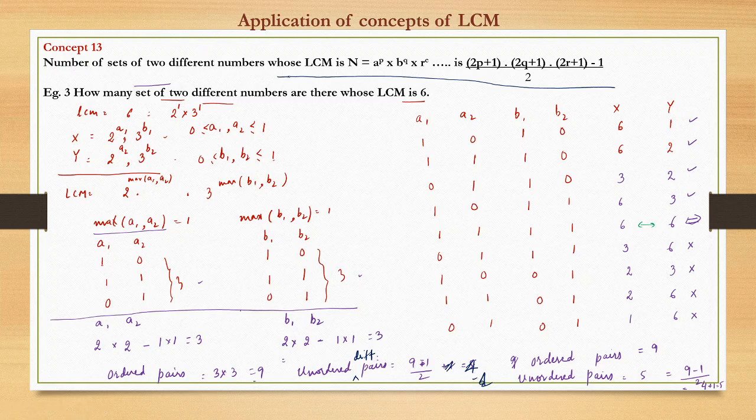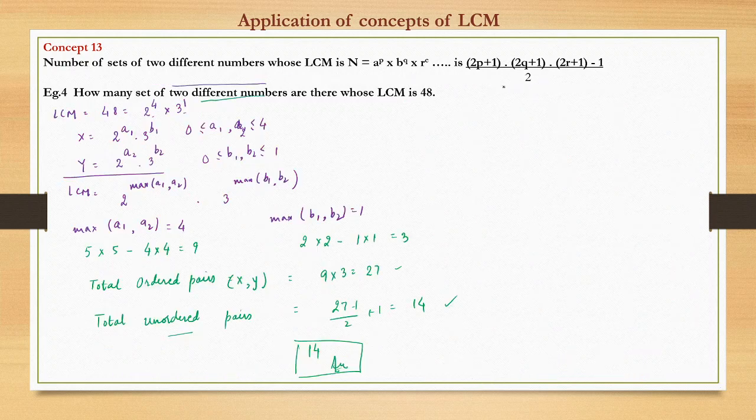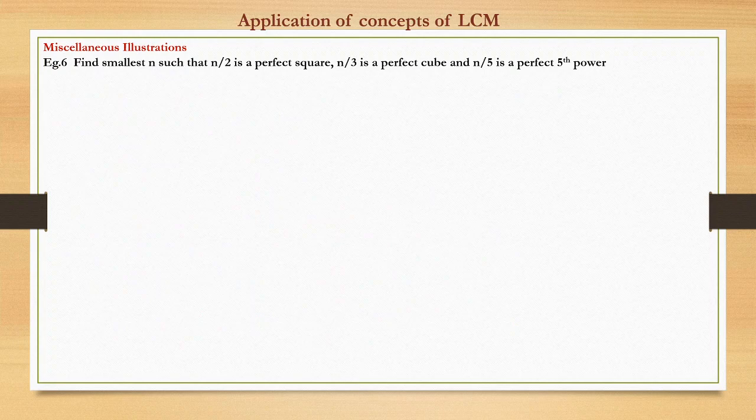So generically we have also written a formula here, that is (2p plus 1) into (2q plus 1) into (2r plus 1), minus 1, upon 2. This is nothing but the powers we can just multiply, two times plus 1, and then subtract 1 and divide by 2, right? So this is the way we solve questions of this nature. We can use either this formula, or we can go by the conventional method of using the concept. So now we will look into some miscellaneous illustrations based on LCM and HCF, primarily LCM.